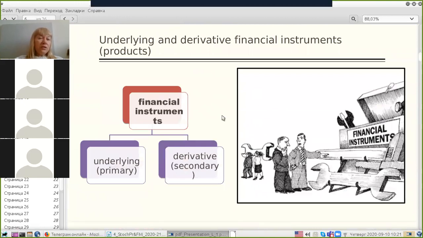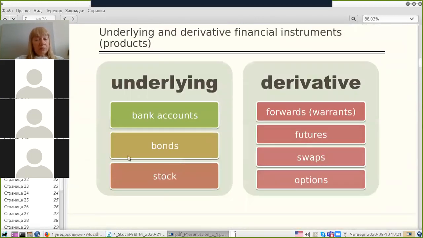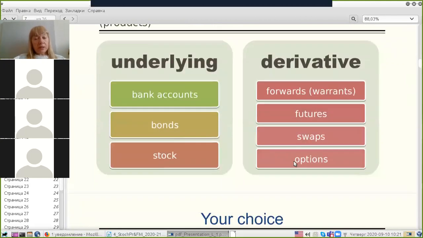And you should distinguish underlying and derivative financial instruments. Financial instruments can be underlying or primary, and derivative or secondary. What is underlying? It is a bank account, so you can open an account and deposit your money. Bonds, for us, are the same as bank accounts. And stock. About stock I will tell you later today. And derivatives are forwards, futures, swaps, and options, and details will be later.